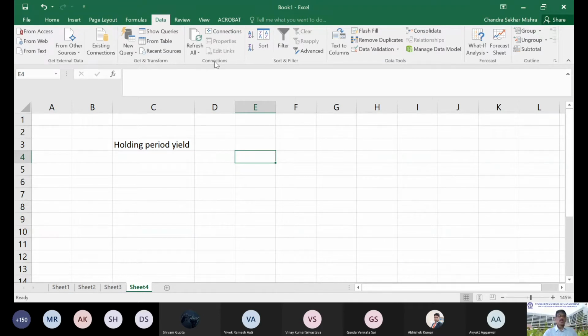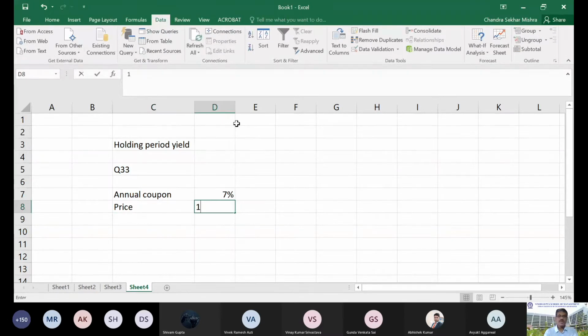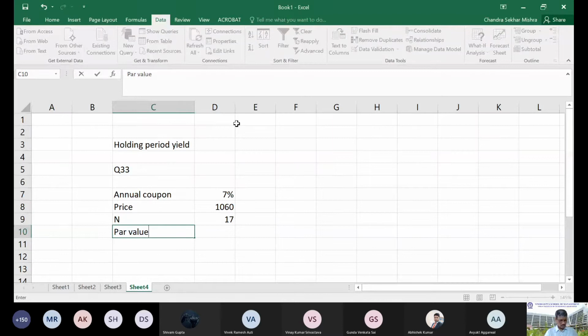So this is question number 33 in the textbook. You have annual coupon of 7%. Then you have price today. Price is 1060. Maturity period N is how many years? 17. Okay, and par value how much? 1000. Okay, very good.